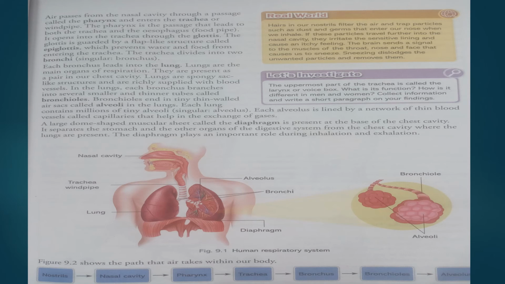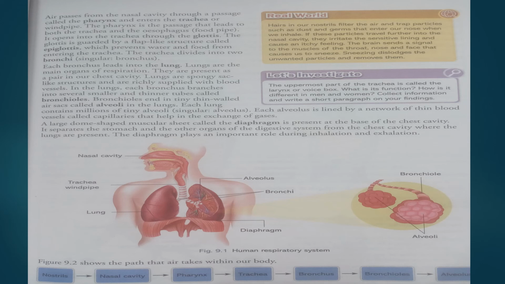Lungs are the main organ of respiration. They are present as a pair in our chest cavity. Lungs are spongy, sac-like structures and are richly supplied with blood vessels. In the lungs, each bronchus branches into several smaller, thinner tubes called bronchioles.